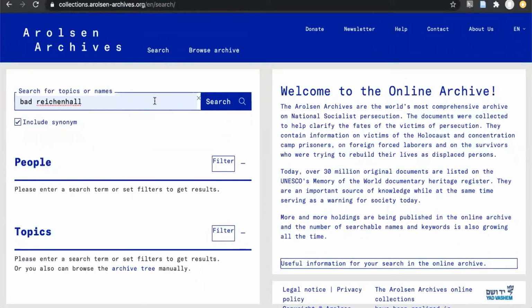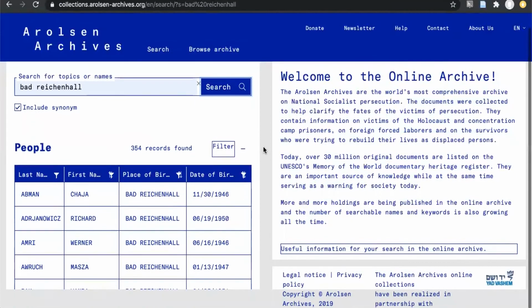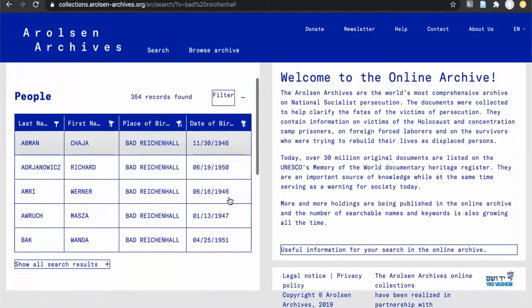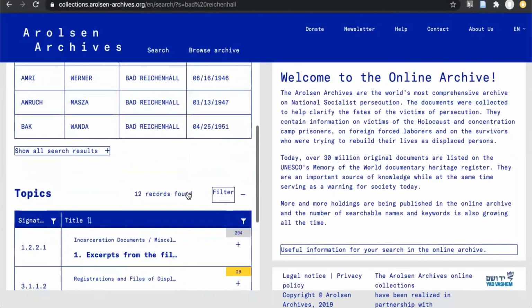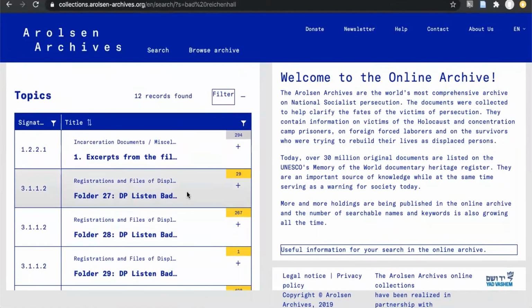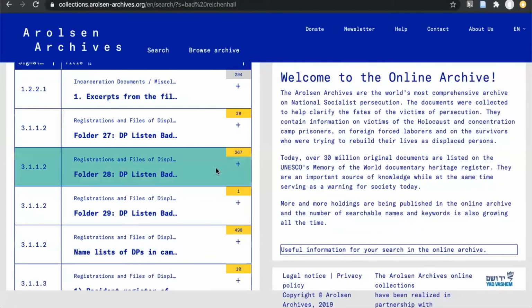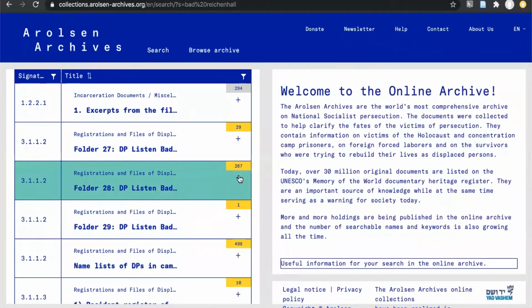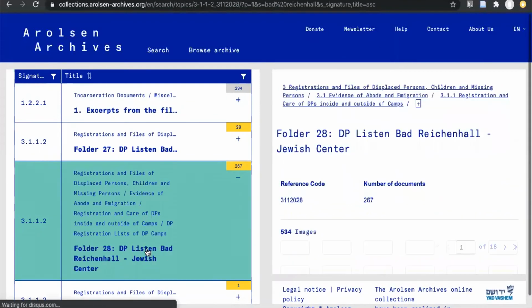For example, we'll search Bad Reichenhall. And then here, it comes up with a list of people that were born in Bad Reichenhall. And then under topics is where we can find the lists of people. So for example, let's click on folder 28 and click the plus sign, and then click on the title.